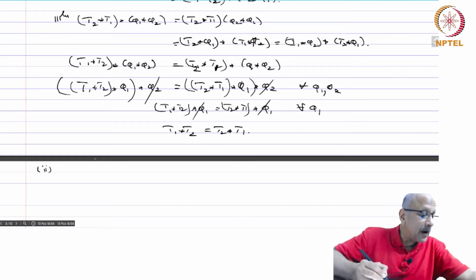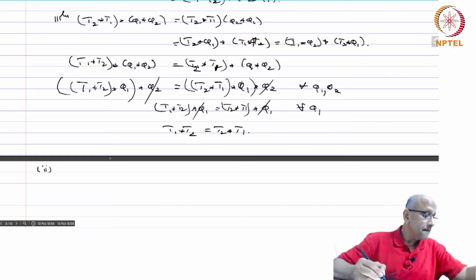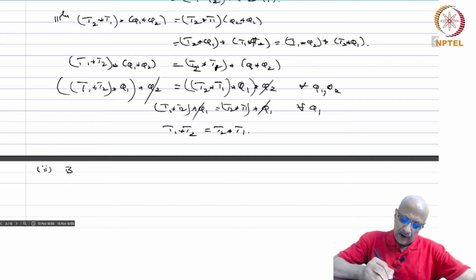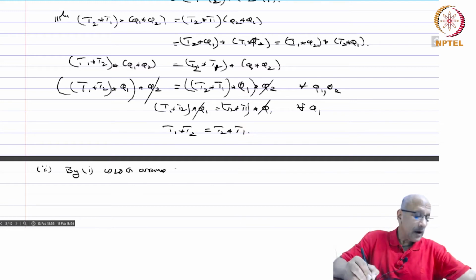So the second part, so by 1, without loss of generality, assume T2 has compact support.